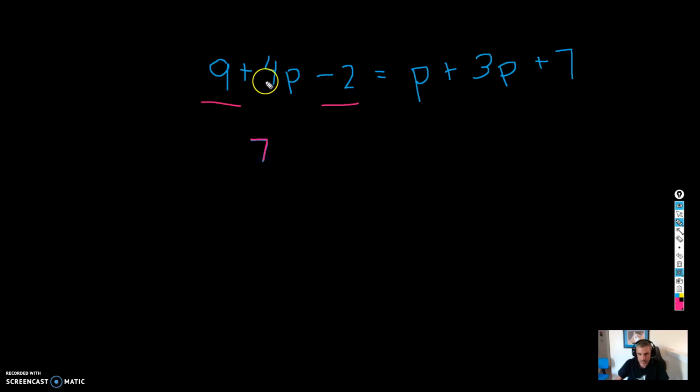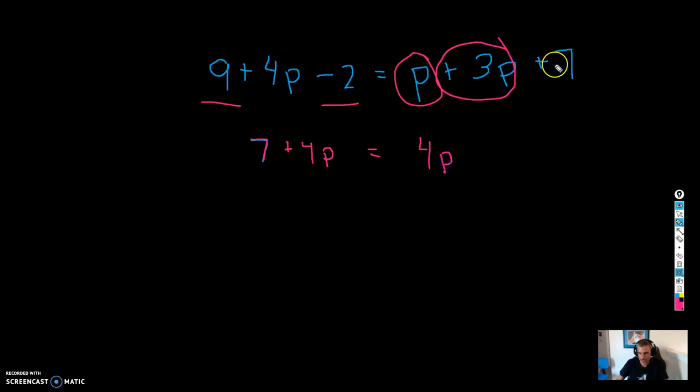And then I still have my 4p. And then on the right-hand side, I have a single p right here. I'm adding 3 more p's, so that's 4p. And I'm adding 7 on the right-hand side. Okay, this should look really suspicious to you right here because I have the exact same thing on the left-hand side as I have on the right-hand side.